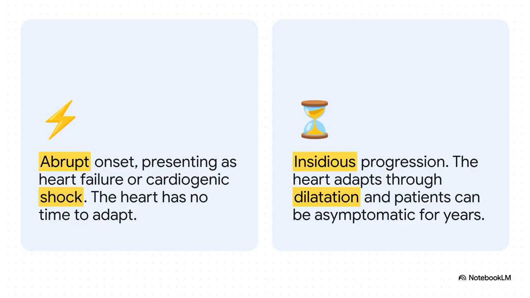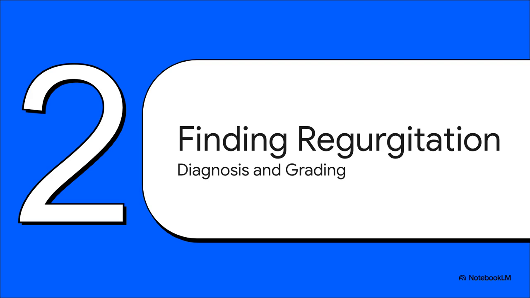Now, what's fascinating is how this problem can show up. It can be a total catastrophe out of the blue, or it can be this slow, sneaky thing that develops over years. Acute MR, let's say from a ruptured cord, is an absolute disaster. The left atrium has zero time to prepare for the sudden gush of blood, and boom, flash pulmonary edema, cardiogenic shock. But with chronic MR, the heart is clever, it adapts. The left atrium and ventricles slowly stretch out and dilate over years, so patients can actually feel fine for a very long time. All right, let's move on.